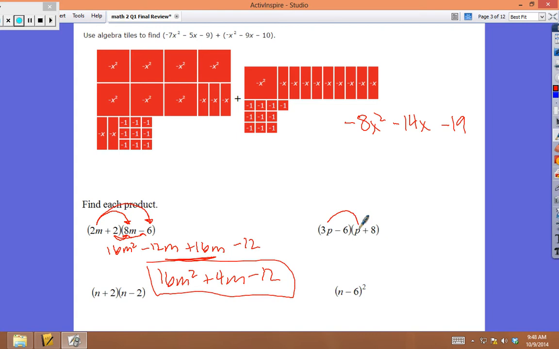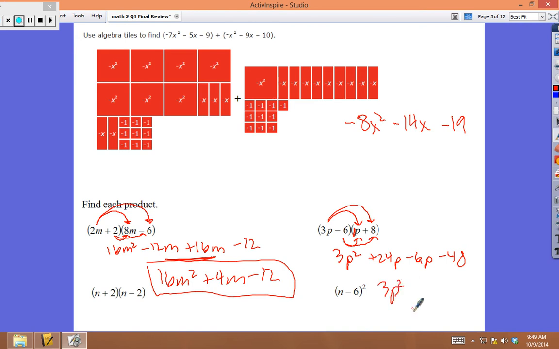Let's distribute. 3p times p is going to be 3p squared. In front of this p there's a 1, so you times your numbers and then you times your letters. 3p times 8 is going to be 24p. A negative 6 times 1p is a negative 6p. Negative 6 times 8 is going to be a negative 48. Total your p's, 6 negatives and 24 positives. You got a lot more positives.